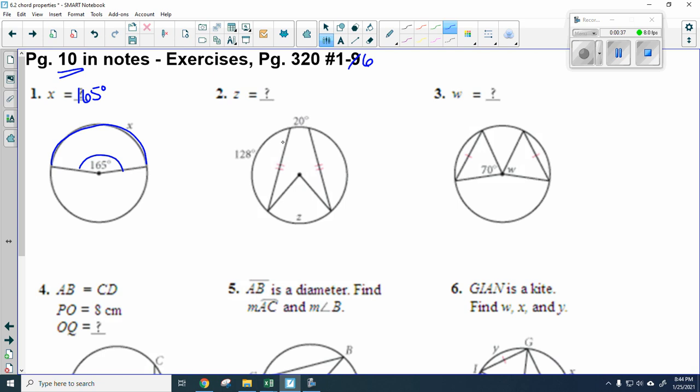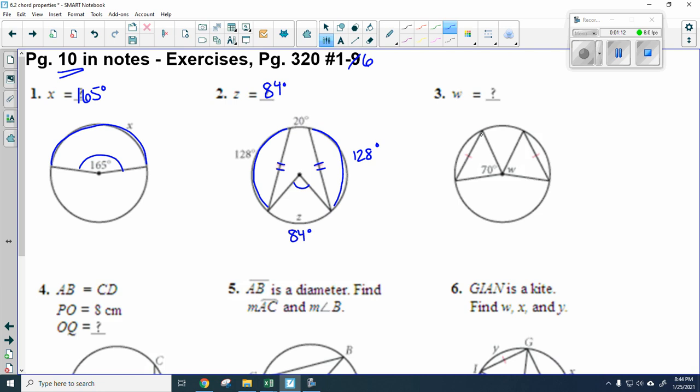Number 2, we learned from our chord properties that if you have congruent chords, follow the tick marks here, then you also have congruent arcs. So this arc over here is also 128 degrees. We know that all of the arcs in a circle should add to 360 degrees. So just take away what you have so far, 128, 20, and another 128. That leaves you with 84 degrees for Z. Just keep in mind if they were to also ask for this angle, it would also be 84 degrees.